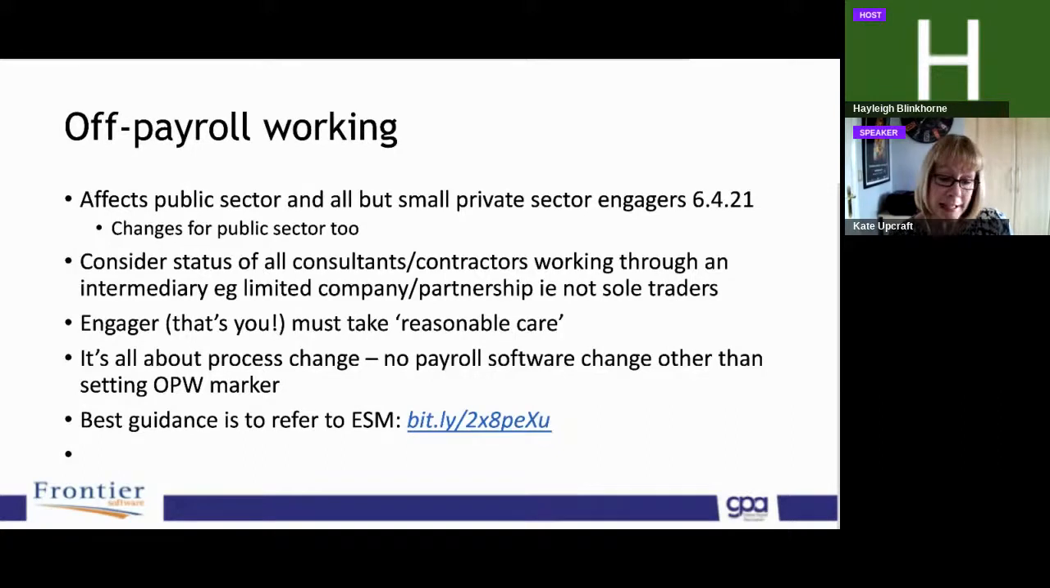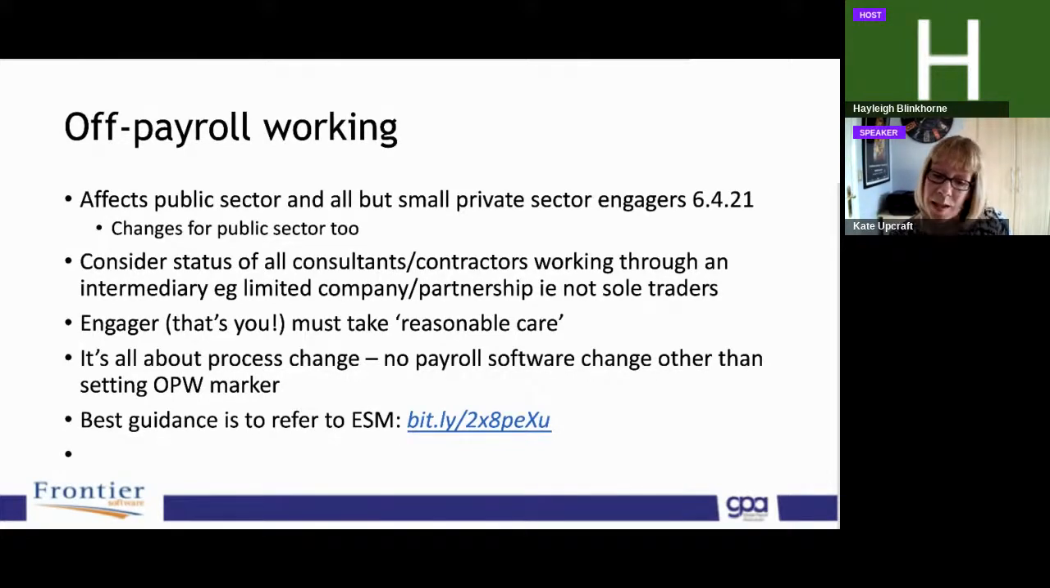So if you are an engager, as in an organisation that uses consultants or contractors, it's your responsibility to take reasonable care to assess the status of these people and think, if I stripped away the limited company or partnership, would this individual look like an employee? And if that's the conclusion you come to, they now have to go onto the payroll so that their invoices and the fees on their invoices can be subjected to tax and national insurance.